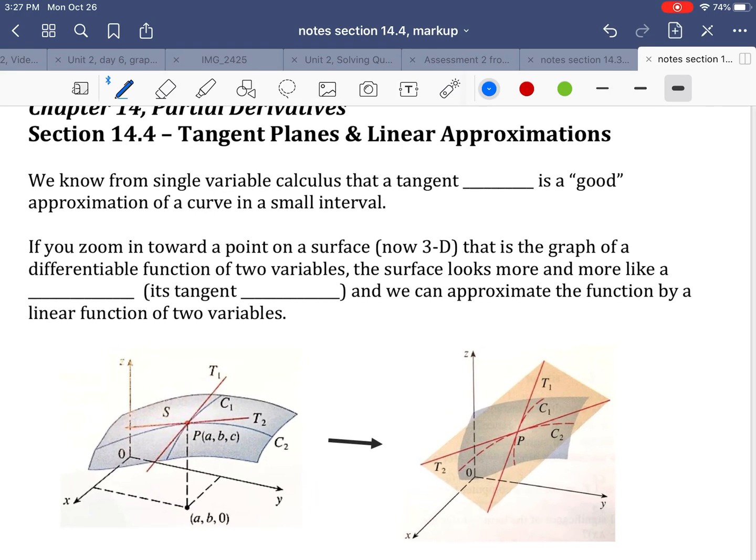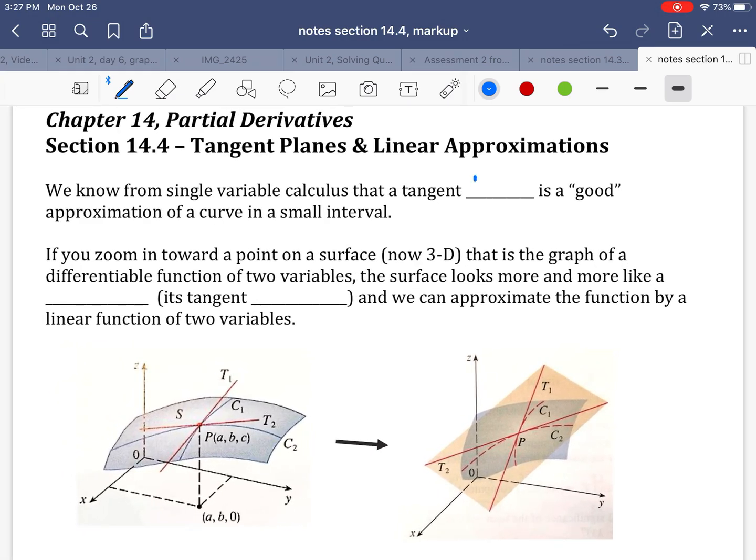So you know from single variable calculus that a tangent line is a good approximation of a curve in a small interval, or at a certain point, or around that point. If you zoom in toward a point on a surface, because it's 3D now, that is the graph of a differentiable function of two variables, the surface looks more and more like a plane. Like if you put your face up against even a basketball, it looks flat to you because your eyeball is so close to it. So it's called its tangent plane.